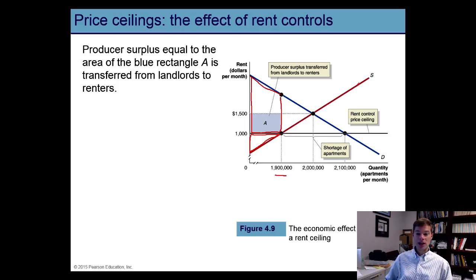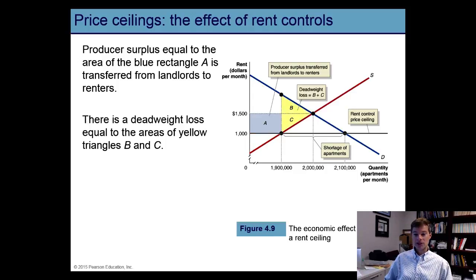This shows that area A is a transfer. It's a transfer from producers to consumers. Area A used to be producer surplus before the rent control, but it becomes consumer surplus after the rent control. And this leaves deadweight loss of areas B and C. Areas B and C used to be economic surplus, but they're lost. Area B used to be consumer surplus, and area C used to be producer surplus, but with the price control, with the price ceiling, that area is lost and becomes deadweight loss.